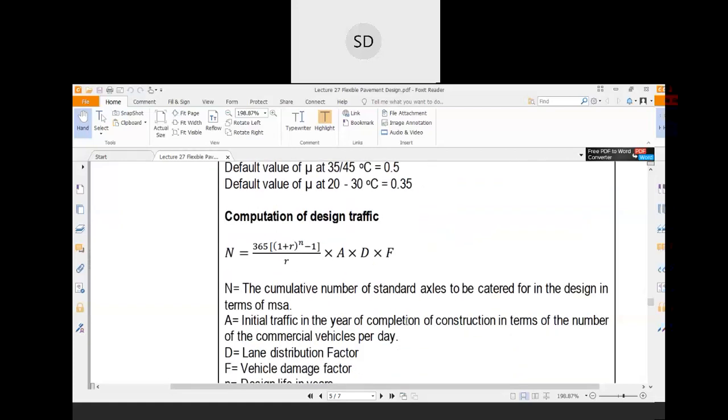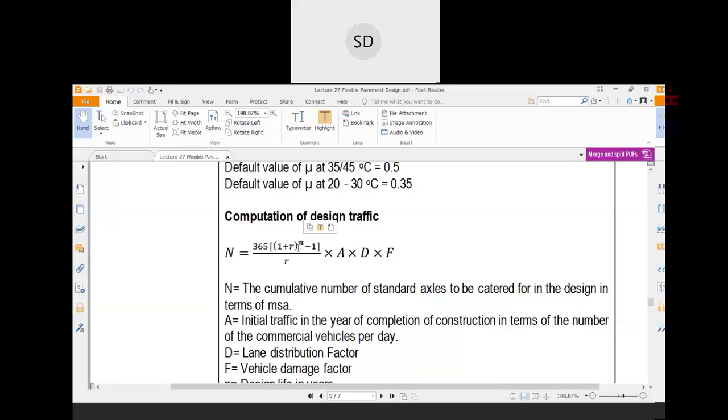Now you have to compute the design traffic. So this is the formula for the design traffic, where N is the cumulative number of standard axles to be catered for in the design in terms of MSA. MSA means million standard axles. So it would be 365 into (1 plus r) to the power n minus 1, divided by r, where r is the traffic growth rate, and n is the total life of the pavement which you want to consider.